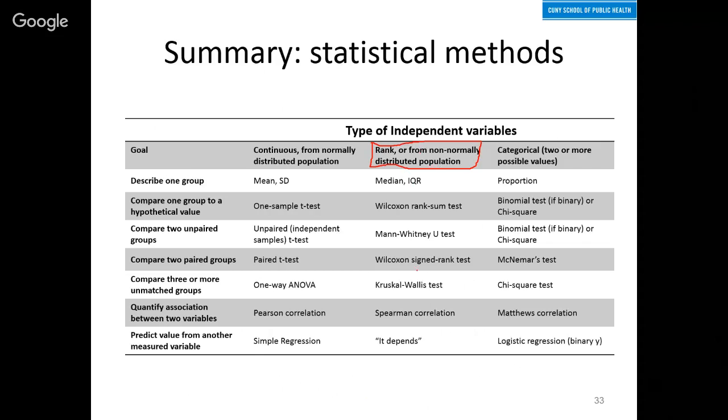These are called rank tests or non-parametric hypothesis tests. So for a one sample t-test, if you have an obviously non-normally distributed variable, you can consider this alternative, the Wilcoxon rank sum test, for example. And then there's another column here for categorical variables, most of which we covered in this course, not quite all of them.